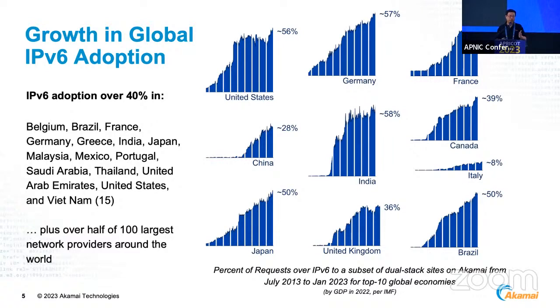And from a network perspective, there are about 15 networks that have an IPv6 adoption of over 40%. And you can see the growing trend here. So I'll just list the top 10 countries here that have an IPv6 adoption of over 40%, and a high growth of that.